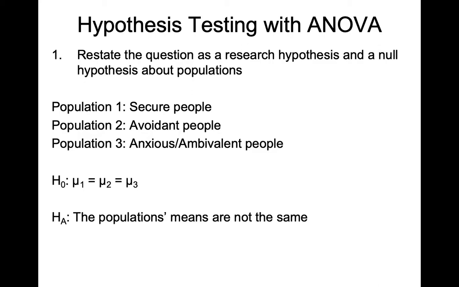And then our research hypothesis is that the population's means are not the same. Not the sample means, but the population means are not the same. And this is also the only alternative or research hypothesis that we will have with this one-way ANOVA. So in this respect, analysis of variance is a little bit more simplistic. There's only one possibility for your research hypothesis, there's only one possibility for your null hypothesis, and you're looking at them.